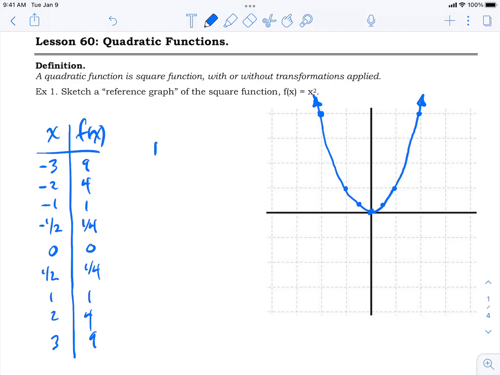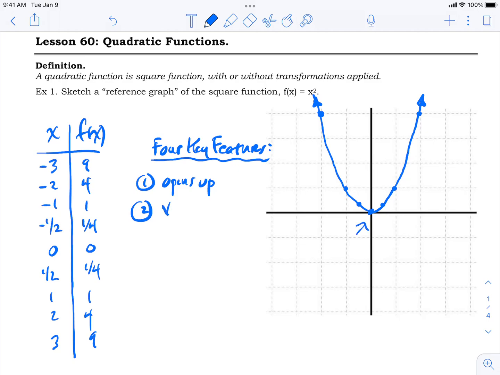Now, 4 key features I would like us all to be aware of here. 4 key features of this graph. Key feature number 1. This one's obvious. It opens up. If you think of this as the mouth or whatever, the thing is opening up. Okay, we know that. What else is a key feature? Well, this part down here is called the vertex. So the vertex is at the origin. For the basic square function, the vertex is at the origin. We'll be moving it around later.